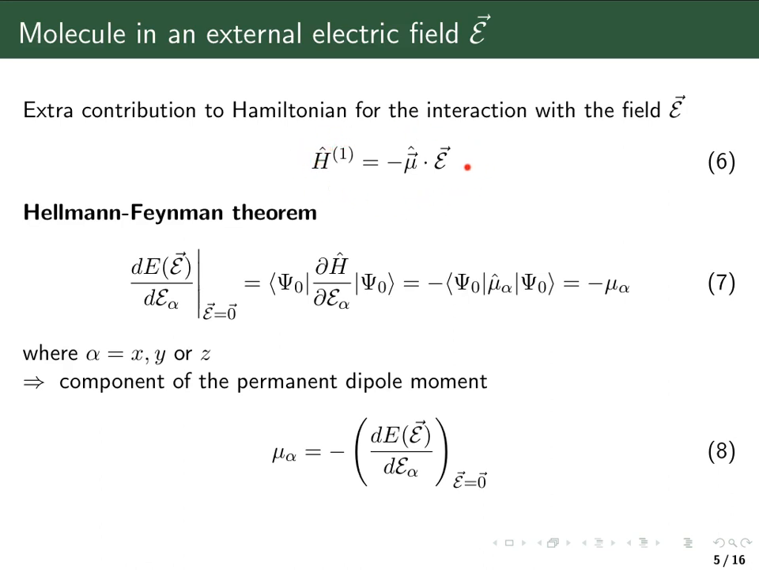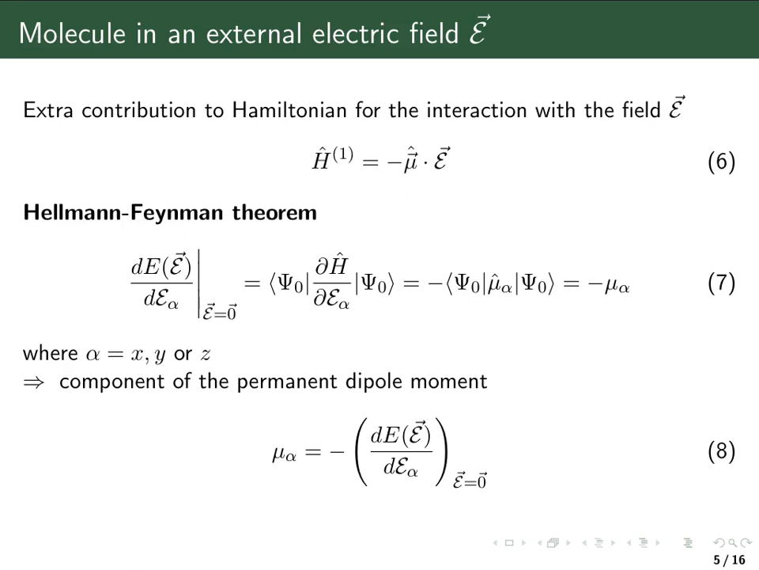And the derivative of this operator with respect to one component of the field, the alpha component of the field, which can be x or y or z, is of course then going to be the alpha component of the dipole moment operator with a minus sign. And this we have just seen on the slide before. That's nothing else than the component of the dipole moment. I mean, this is the expectation value of the component of the dipole moment operator. So this is the component of the permanent dipole moment.